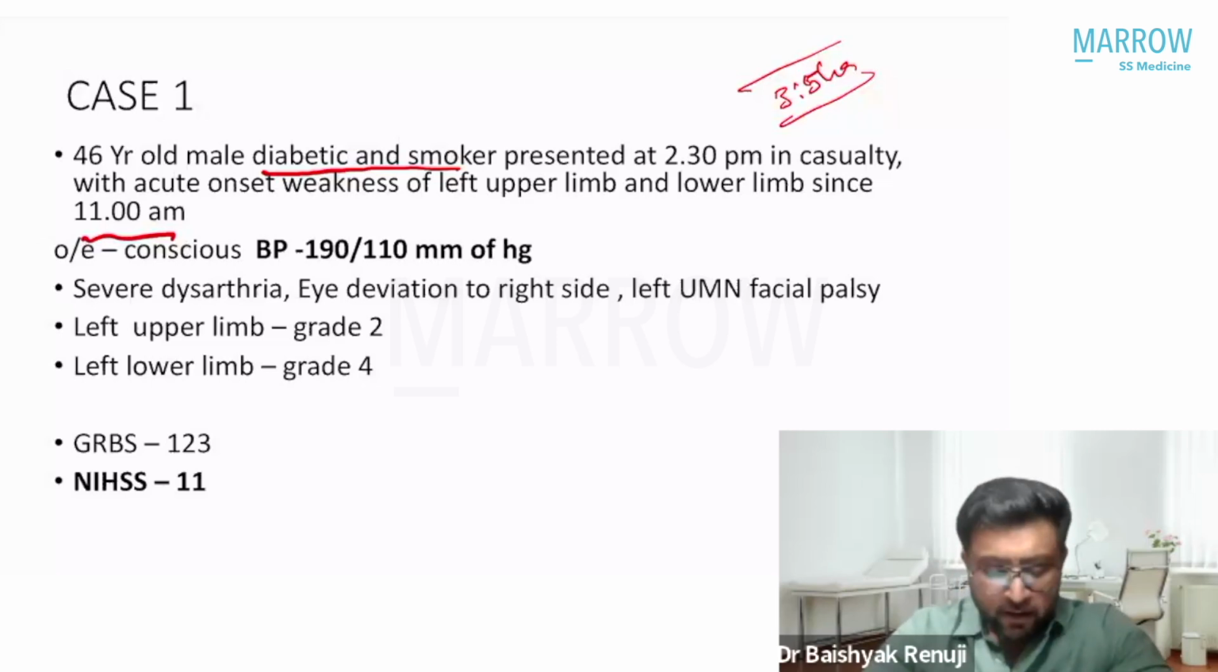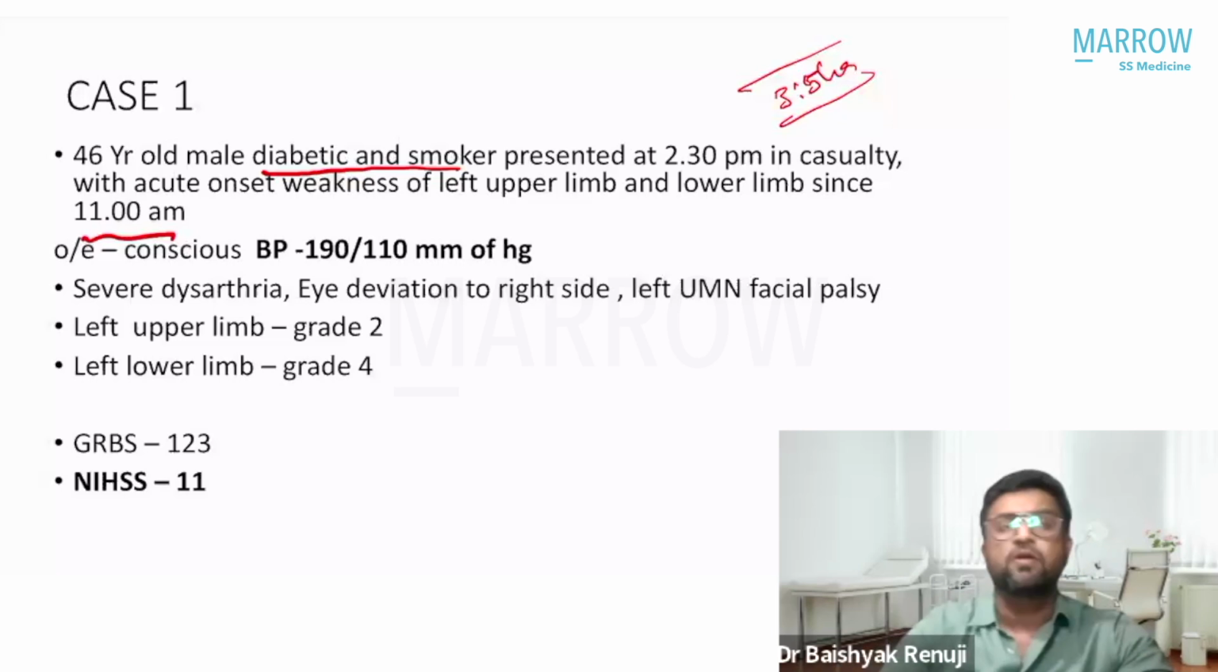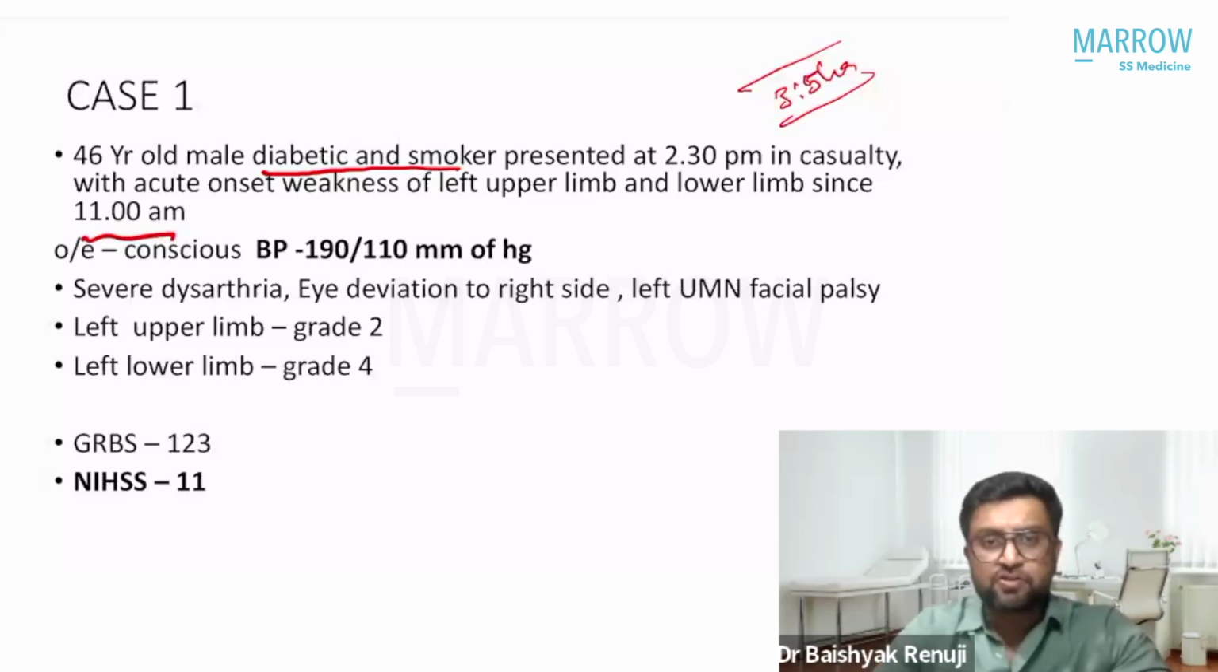That also I will tell. Severe dysarthria. Dysarthria has less localizing value. You can have dysarthria in a brainstem stroke, in a cerebellar stroke, in a cortical or subcortical stroke. So it doesn't have any localization value, but you can definitely tell that once dysarthria is there, the lesion is above the cervical spinal cord, because spinal ischemia also comes under acute stroke.